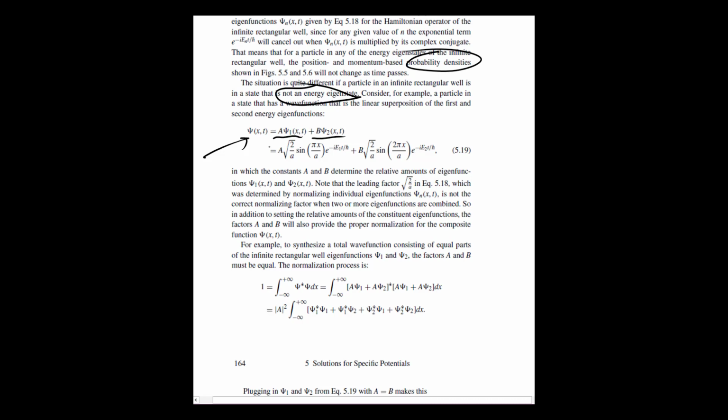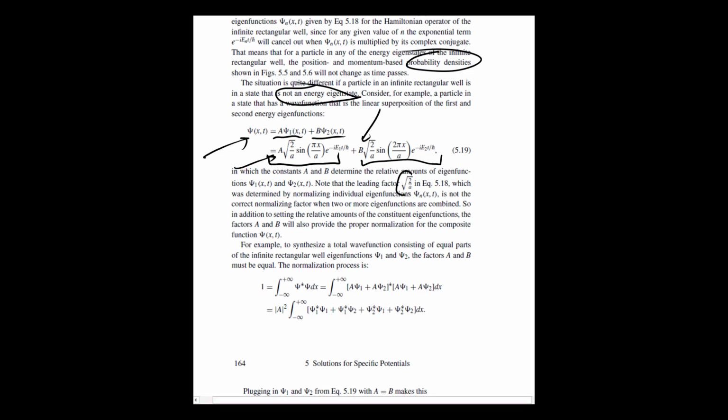I've picked the ground state and the first excited state here. Here's the ground state. I've given it an amount called A. Here's the first excited state wave function. I've given that an amount called B. Those are going to help us determine how much of the ground state and how much of the first excited state are present in this state. They're also going to help us normalize.